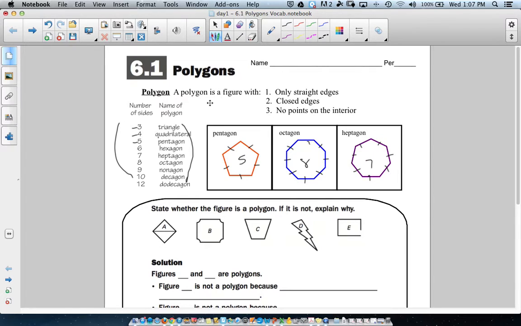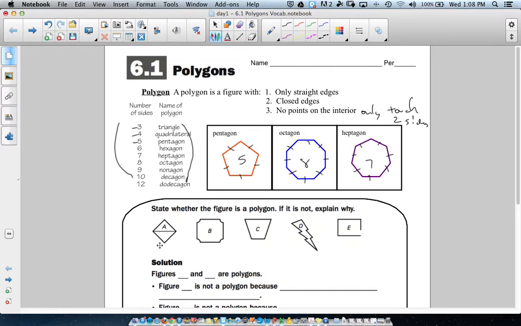Now, on the top, it also says a polygon is a figure with only straight edges, and number 2 is closed edges and no points on the interior. Let's look at this one first. No points on the interior. This one actually means each edge or each side can only touch 2 sides. That's what that refers to.